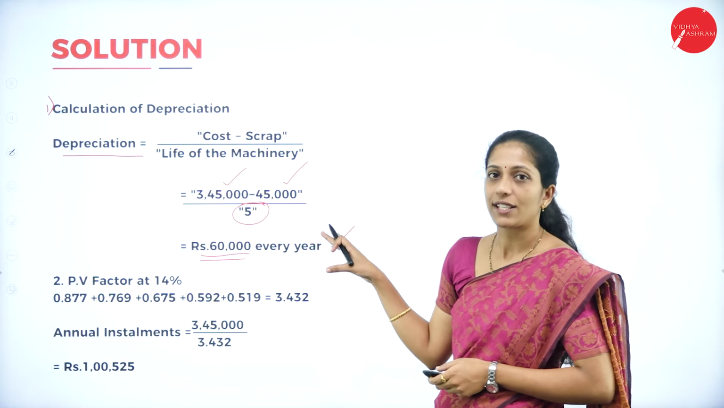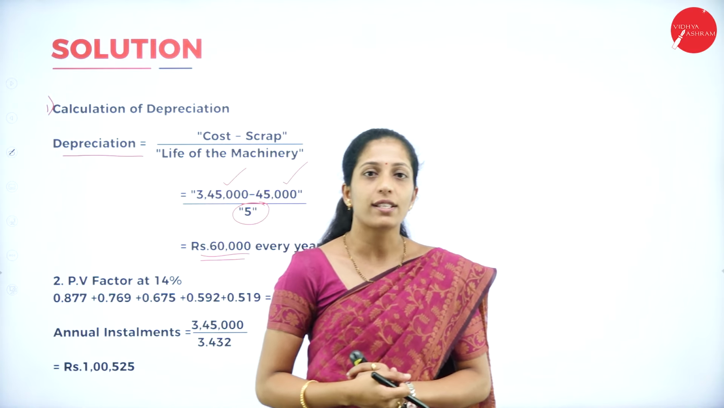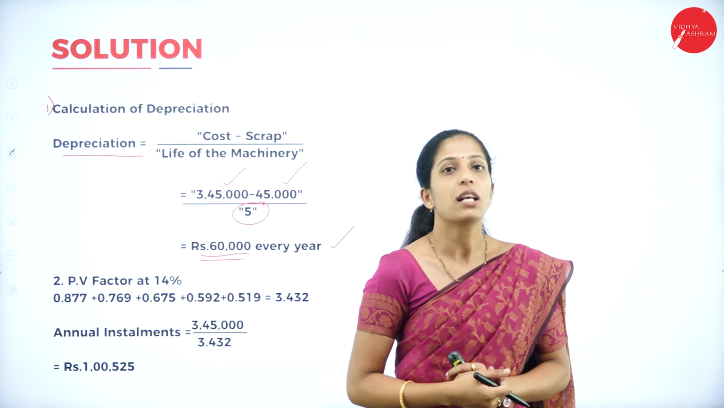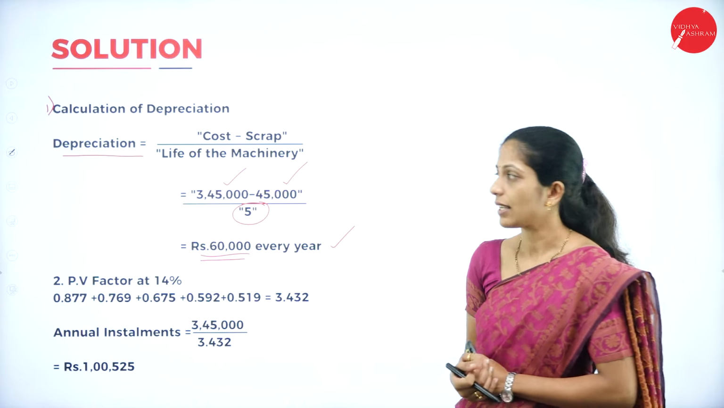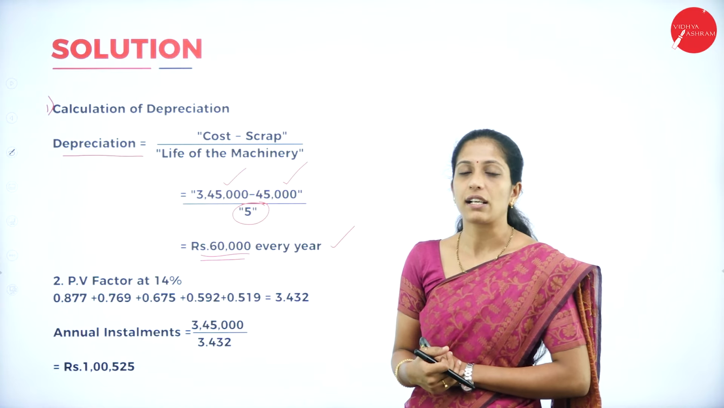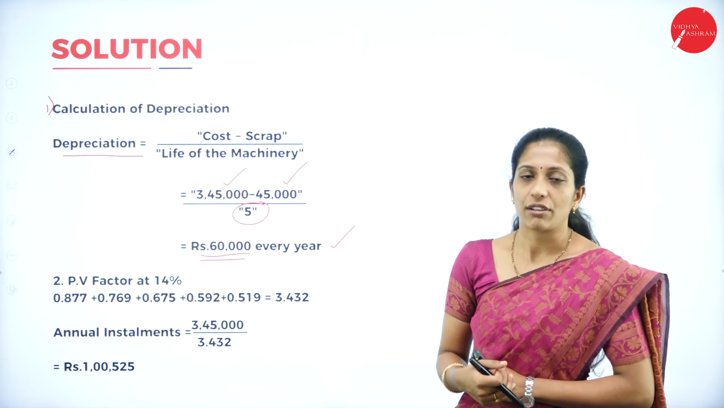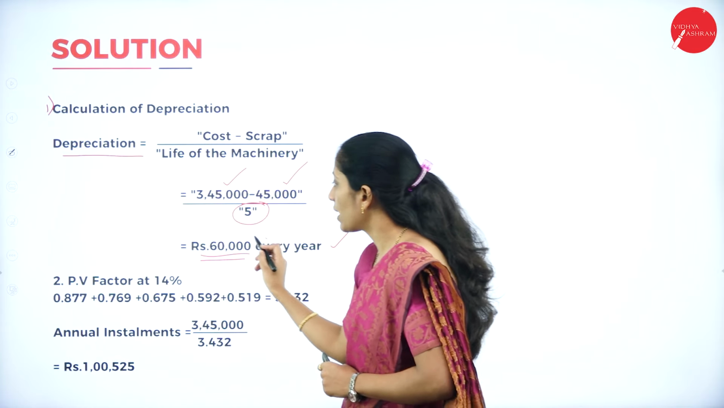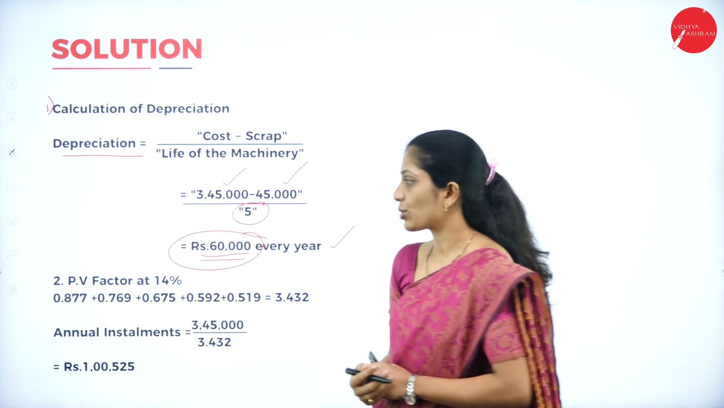So we are done with the first step. What do you have to do first? We have to calculate the depreciation. What is the formula to calculate the depreciation? Cost minus scrap divided by life of the asset. So here cost 3,45,000 minus scrap 45,000 divided by 5 years. So the total depreciation to be charged every year is rupees 60,000.